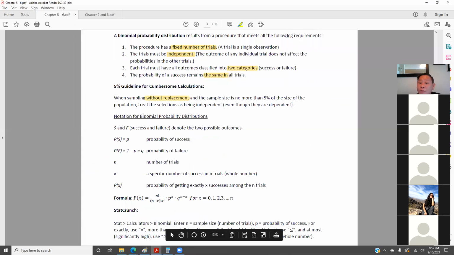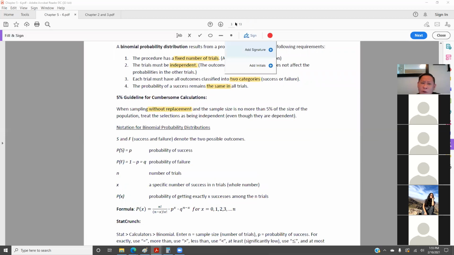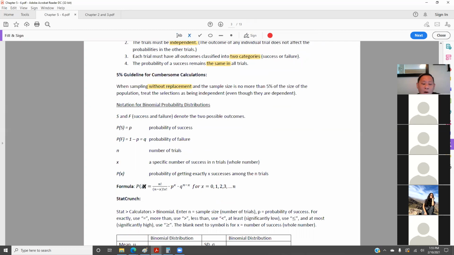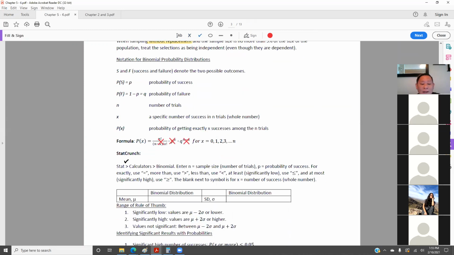If you watch that video from YouTube from that guy that I said is very good, he will be using this formula to figure out your probability. Please do not use it because you'll be crying if you use this formula. Skip that because you'll be using StatCrunch. In order for us to use StatCrunch, you go under Stat, Calculator, Binomial. Enter your sample size, enter your P, and then use equal to, or less or greater than, to do your work. Okay, I'll show you how to do it.